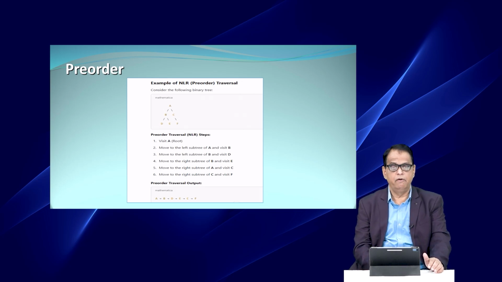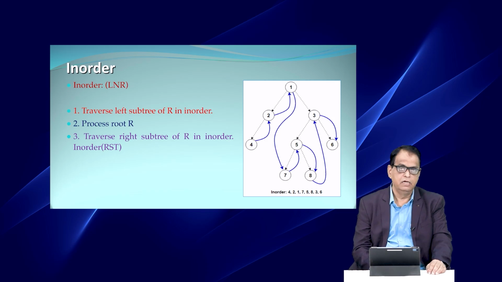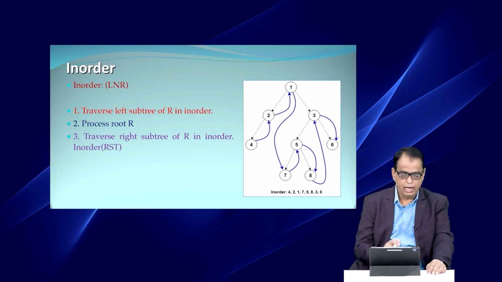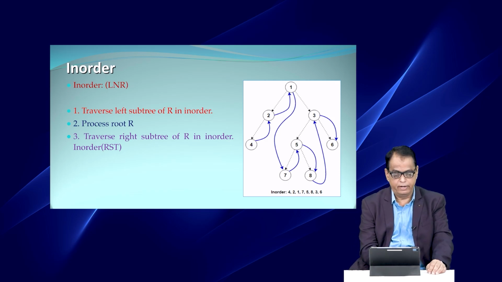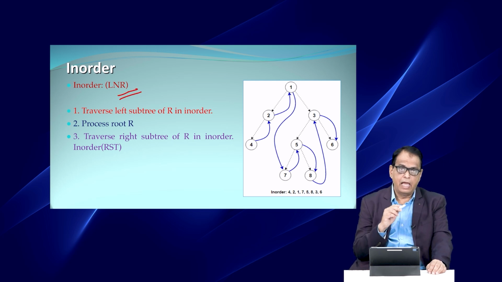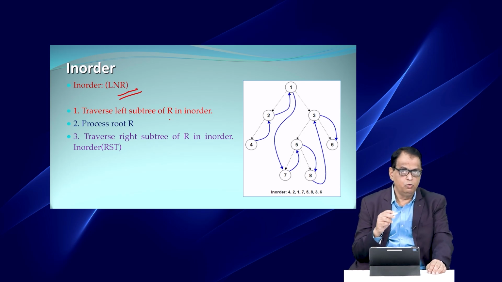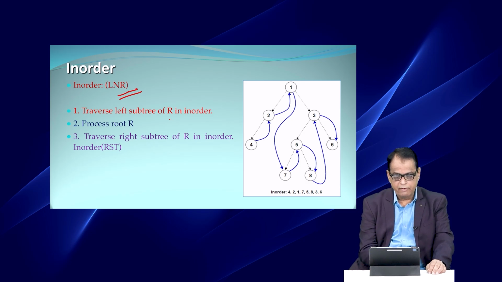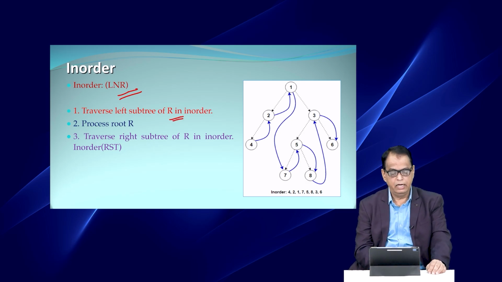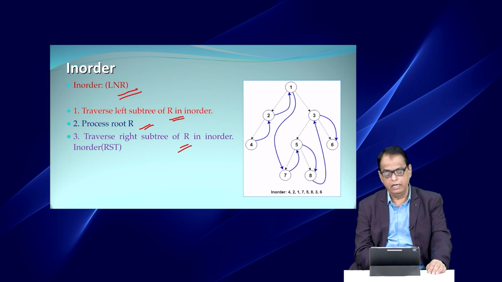Let us consider another way of making an access. As I said, there are 3 ways by which you can make an access to the elements of the tree, and this second is being called as an in order access. Now, in the in order, the sequence is like this: L, N and R. So, L means the left subtree, N means the root, and R means the right subtree. So, initially you will traverse the left subtree of R in order, then you will process the root, and then you will traverse the right subtree of R in order.